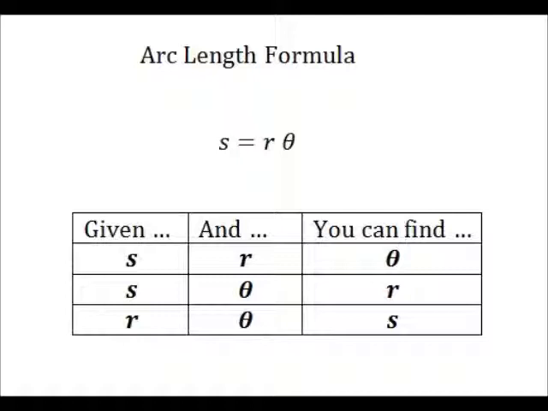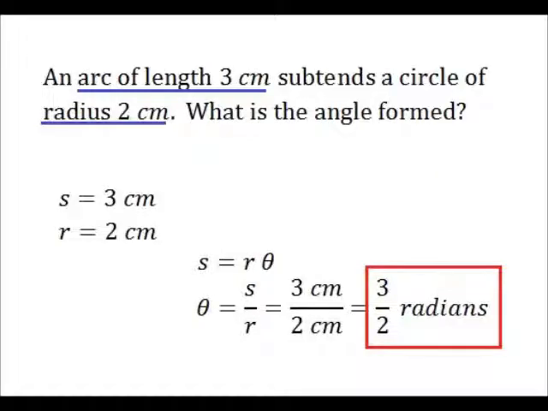So if you're given s and r, you can find theta. If you're given s and theta, you can find r. And if you're given r and theta, you can find s. Here's an example. An arc of length 3 centimeters subtends a circle of radius 2 centimeters.